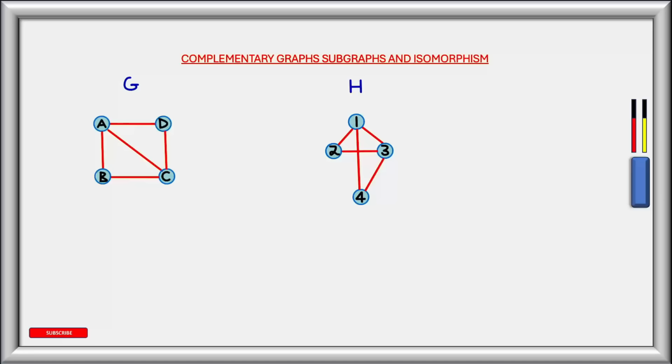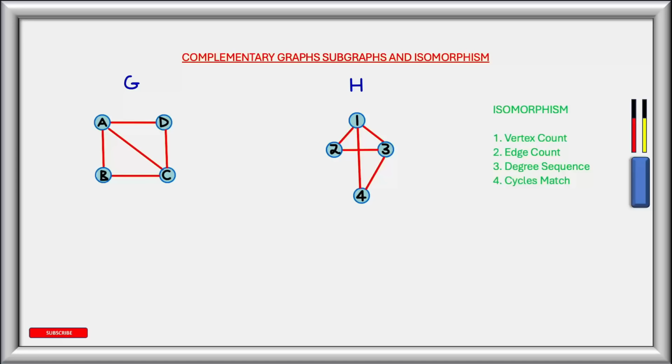Let's see what needs to match for us to declare that two graphs are isomorphic. So the first thing that needs to match between the two graphs is the vertex count. So both graphs need to have the same number of vertices. Next, we look at the edge count, and the edge count of both graphs needs to match. And then we look at the degree sequence of both graphs. So if we list the degrees of vertices of each graph from highest to lowest, they must be identical. So if one graph has a vertex with 4 connections, the second graph must also have the same.